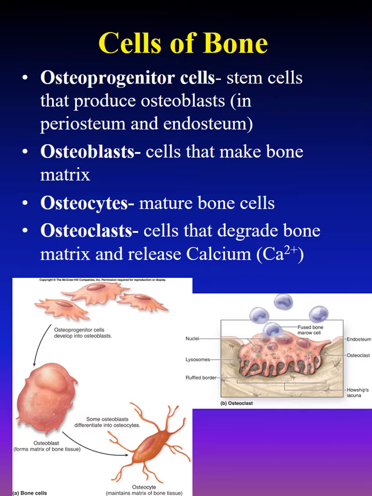Osteocytes are going to be the mature bone cells that again are trapped within the matrix that they secreted as osteoblasts. They live in small spaces within the matrix, again called the lacunae, and they maintain the bone matrix and detect mechanical stresses within bone.